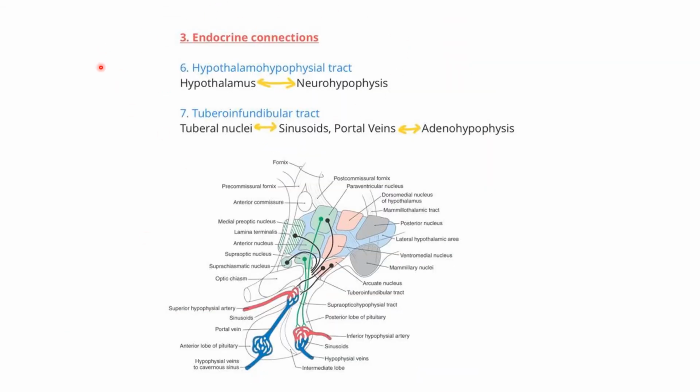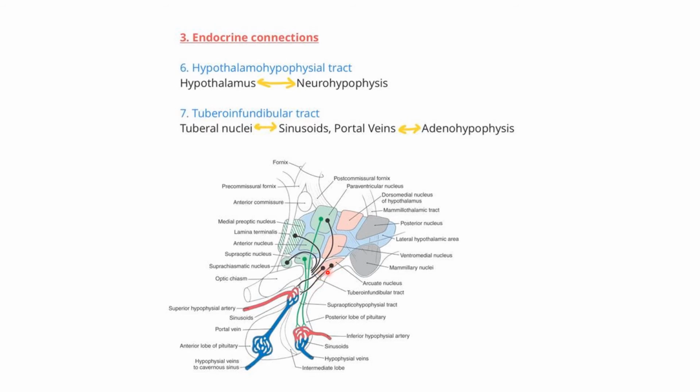And finally, there are the endocrine connections. The pituitary gland has two parts: the neurohypophysis and the adenohypophysis. The hypothalamus is directly connected to the neurohypophysis. Here we have the hypothalamo-hypophyseal tract. We have as well the tuberoinfundibular tract. So the tuberal nuclei, which, if you remember, are the nuclei in the mid region, mainly the arcuate nucleus and some other nuclei.